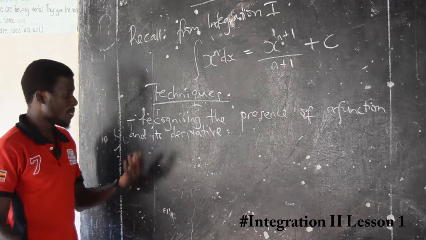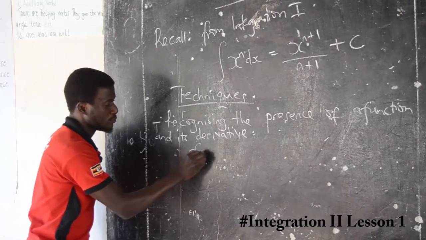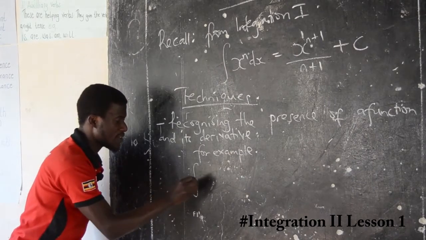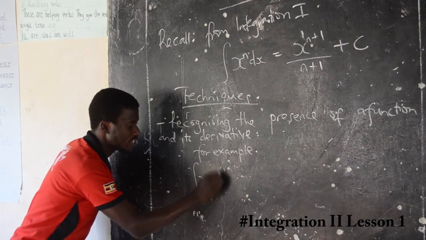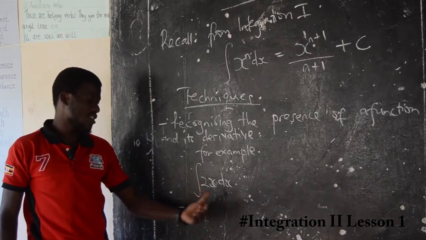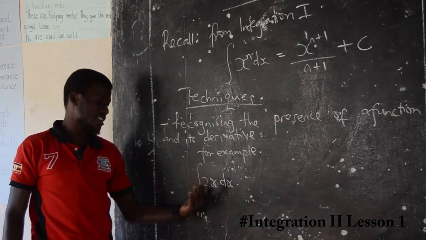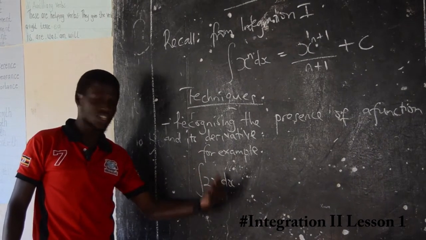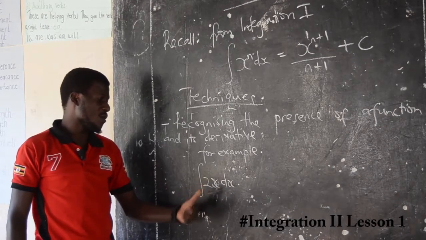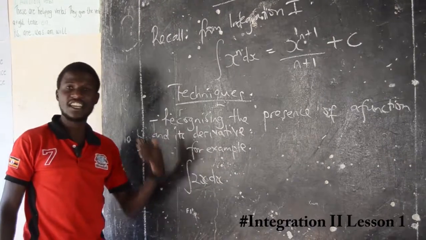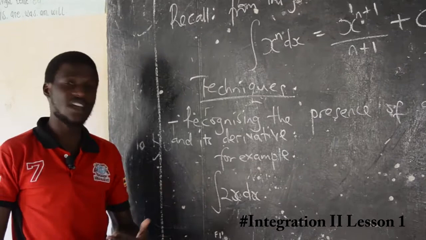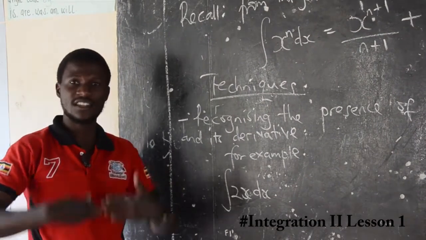For example, they can give you: integrate 2x dx. When you're recognizing the presence of a function and its derivative, you try to guess what they differentiated to get this 2x. I know everyone understands that when you differentiate x squared, you get 2x. That's what we mean by recognizing the presence of a function and its derivative.